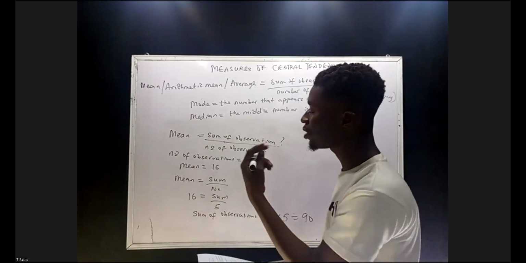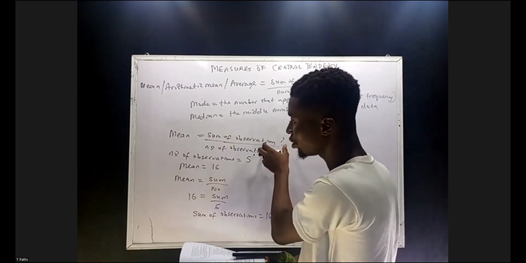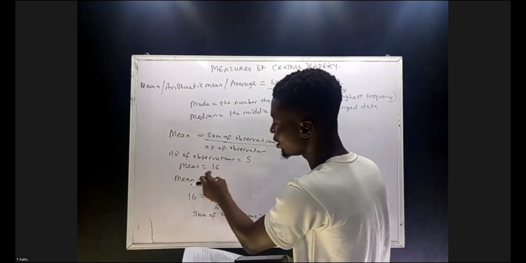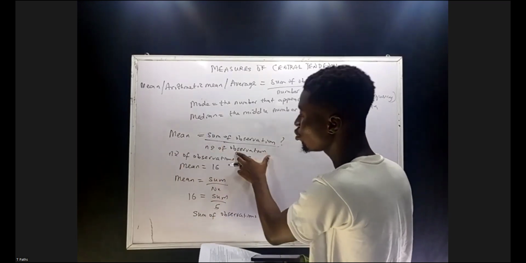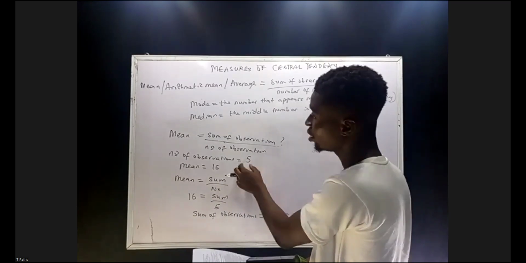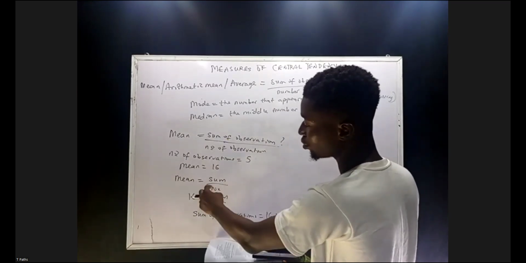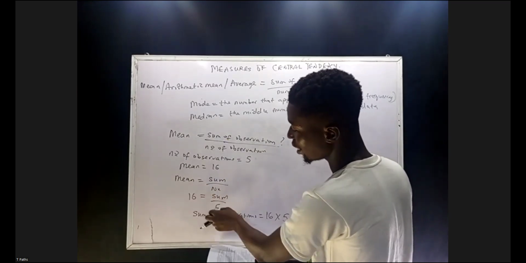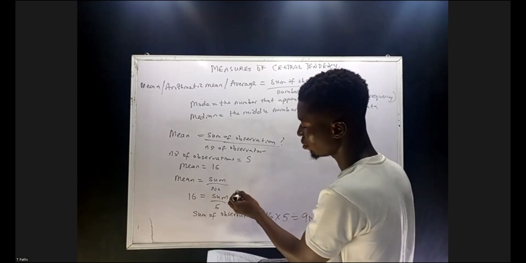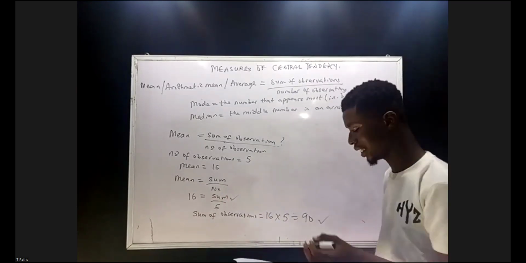So now, we are told to get the sum of the observations. We are given the mean, and we are given the number of observations, which is 5. So for us to get the sum, we simply cross multiply, right? So 16 times 5 will give us the sum of numbers, 90.